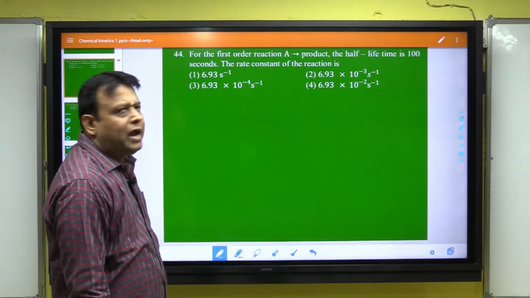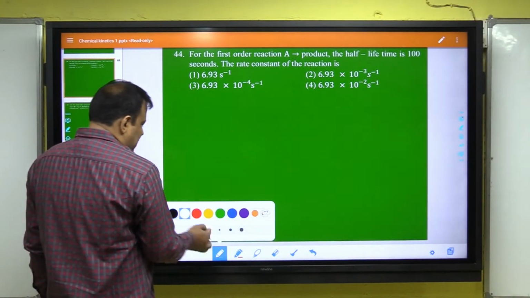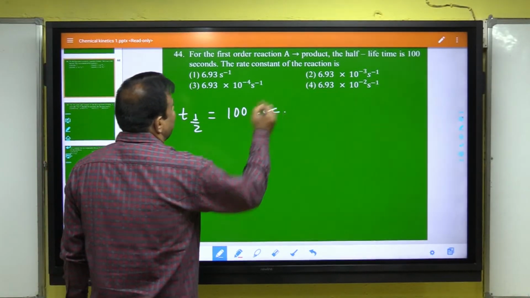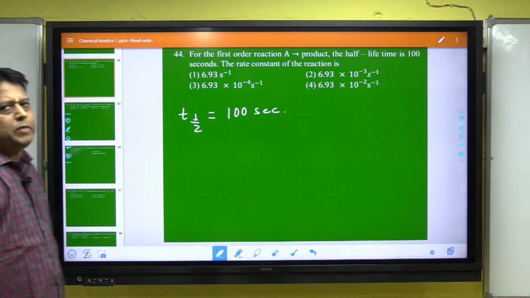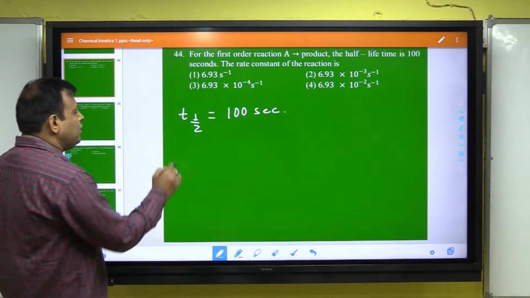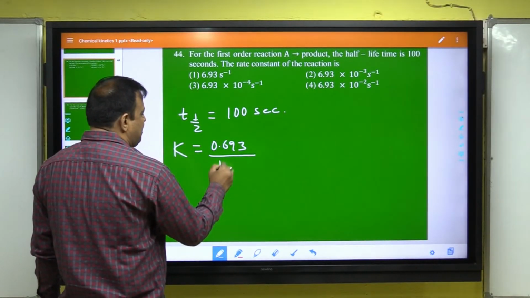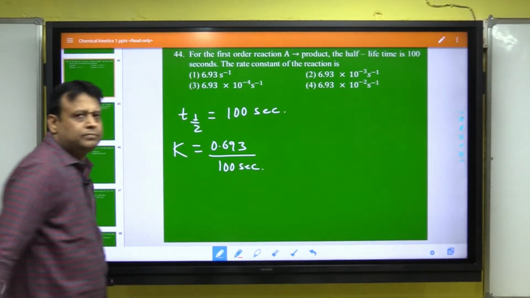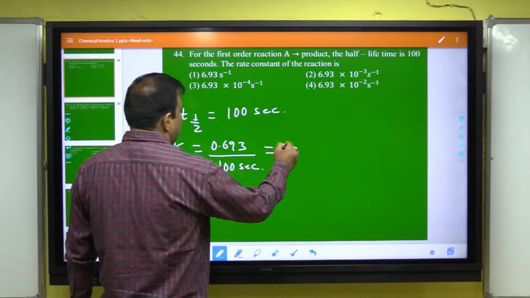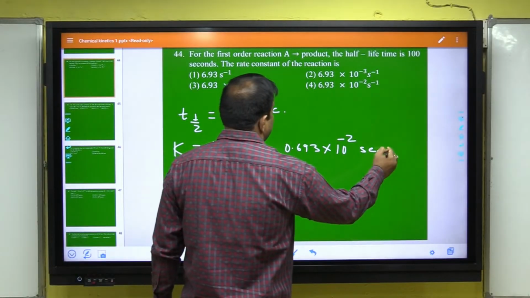For a first order reaction, A converts into product, the half-life is given: T half is equal to 100 seconds. Find the rate constant. Listen, half-life is given, so rate constant K is equal to 0.693 divided by half-life, that is 100 seconds. Clear? After calculation, it will be 0.693 into 10 to the power minus 2 second inverse.